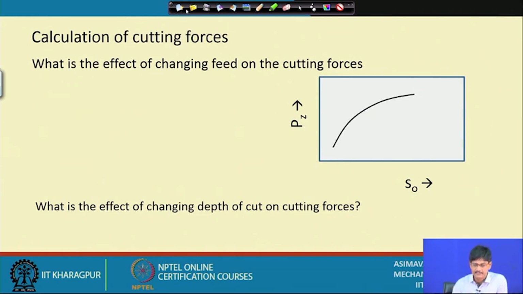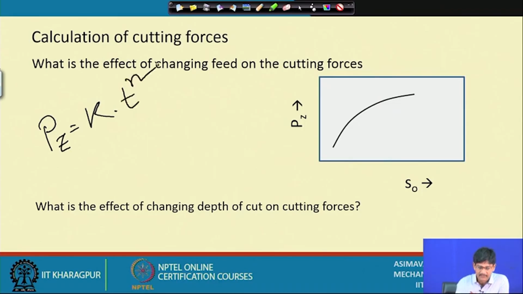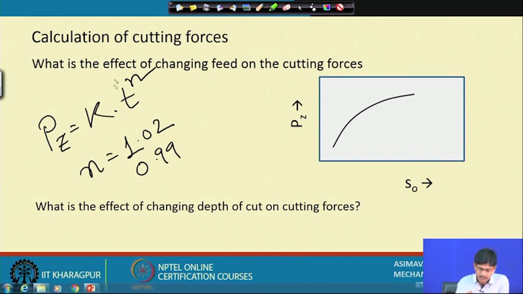Now, let us see the last part. What is the effect of changing depth of cut on cutting forces? If you change depth of cut, it will be found that more or less, if we express P z as equal to k into depth of cut to the power n, n will be roughly 1. Maybe in some cases 1.02 or 0.99 etcetera for different forces. So, it is more or less proportional.